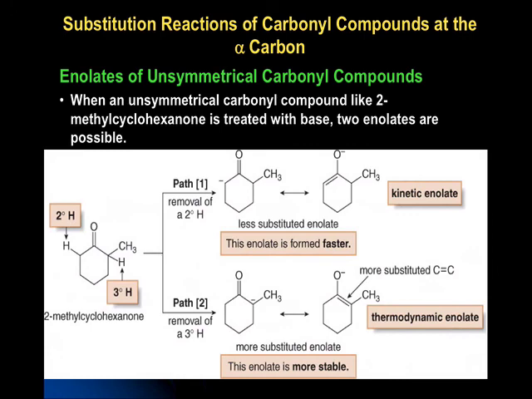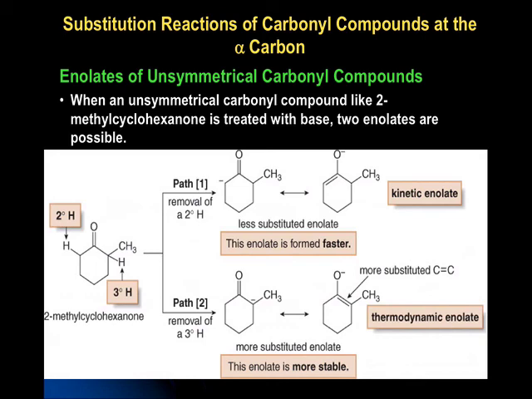So, let's suppose we have an unsymmetrical ketone. Here we have an alpha carbon that has a tertiary hydrogen. Here we have an alpha carbon that has a secondary hydrogen. Okay? There are two paths for our base to react. It can remove the secondary hydrogen and generate the less substituted enolate, or it can remove the tertiary hydrogen and generate the more substituted enolate. The top enolate forms faster. Therefore, it is the kinetic product. It forms the fastest. It forms first.